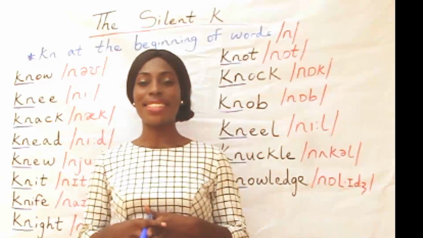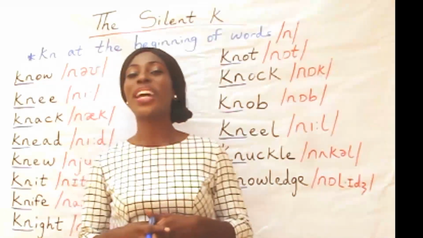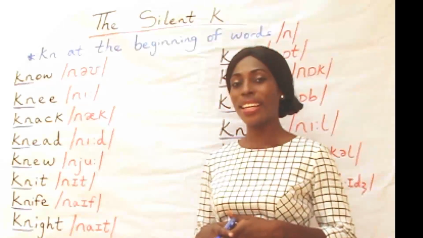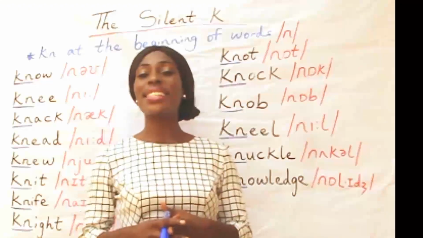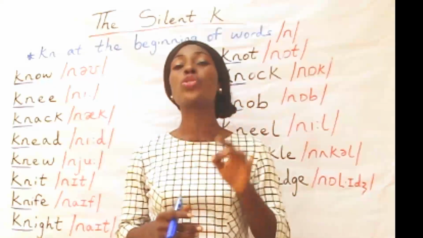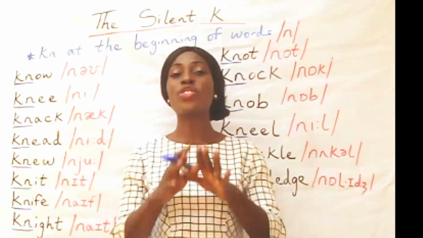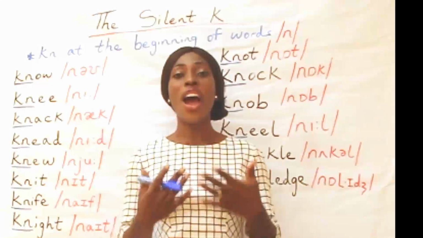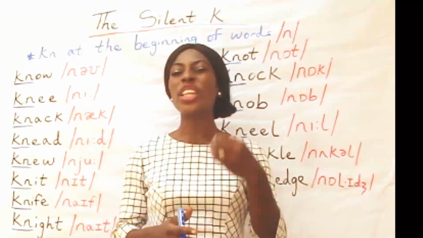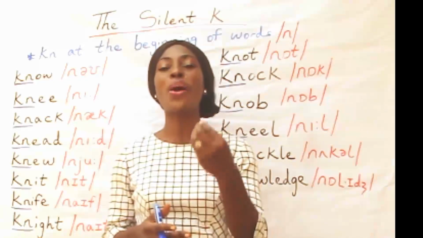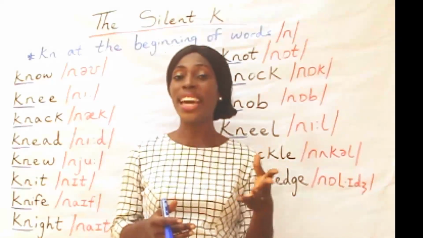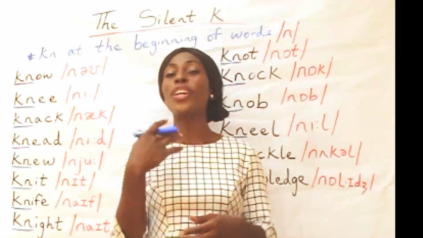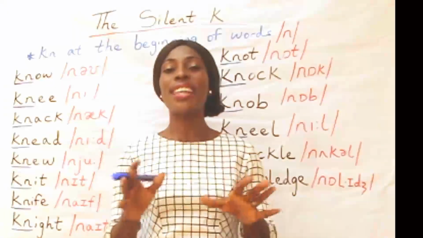Now let's get started. Today we will be looking at the silent K. Now a silent letter is a letter in a word you don't pronounce. The letter is just there when you write it, but when you read, you don't pronounce the letter. In writing, it is written, but in pronunciation, it is silent.